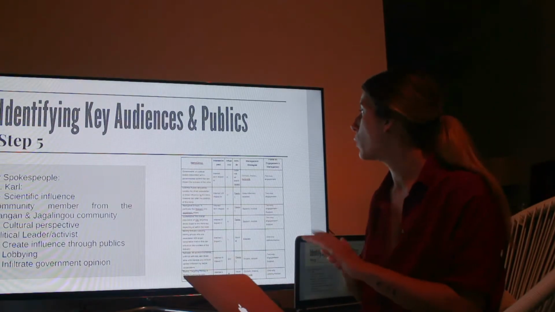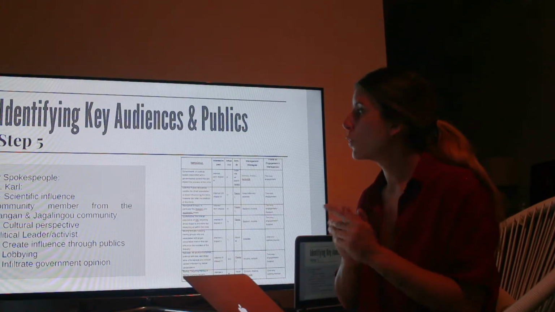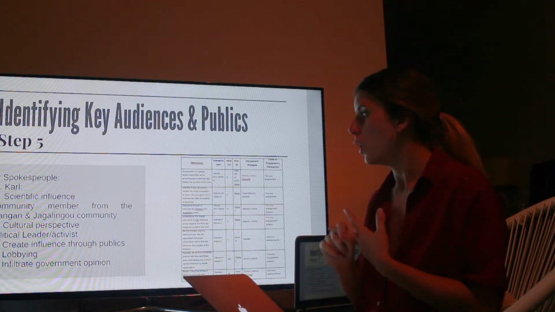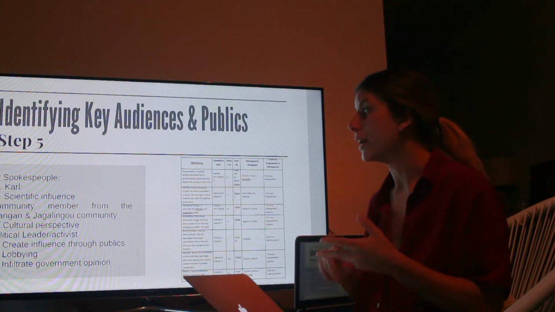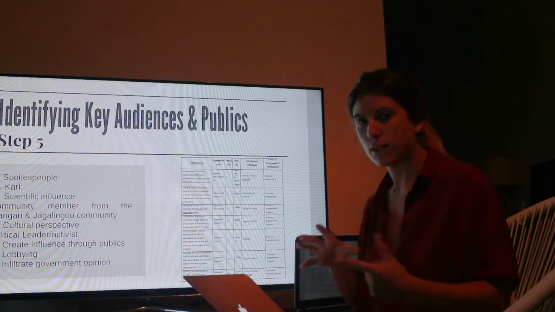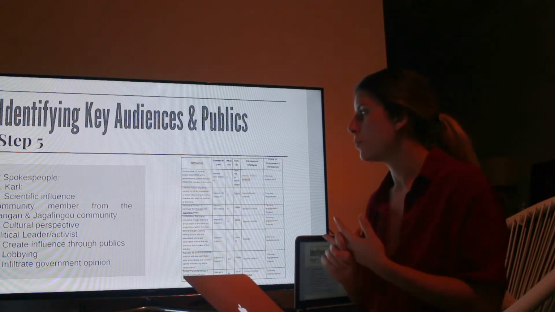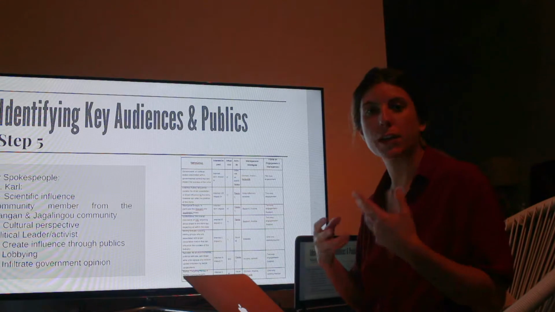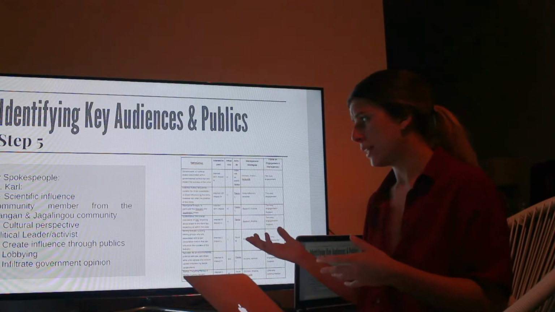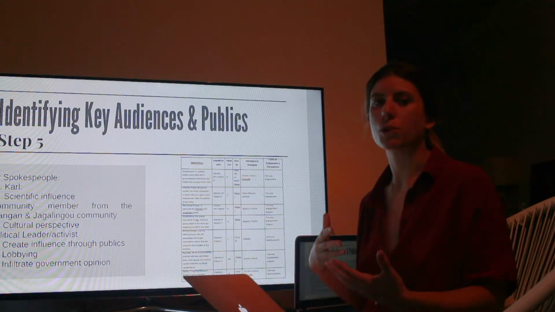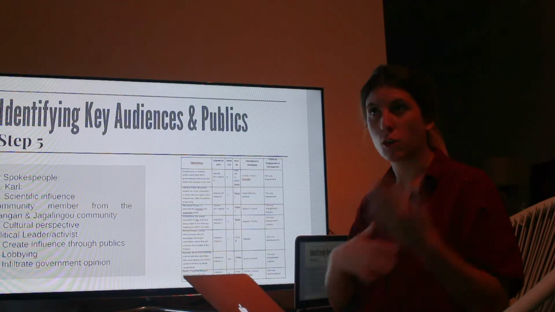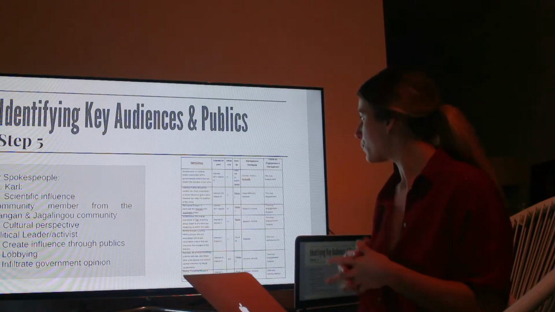So identifying our key audiences and publics. We're going to move through 3 key spokespeople: someone from the scientific community, someone from the Wangan and Jangalingu community, and a political leader and activist. Dr. Carl is going to be our scientific influence. Our community member is going to be Adrian, who is a part of her campaign already, so we're just going to cross-collaborate with them. And our political leader and activist will hopefully be somebody from the Greens Party, and if not, from a more socialist point of view, in order to drive the economic validity of this campaign.